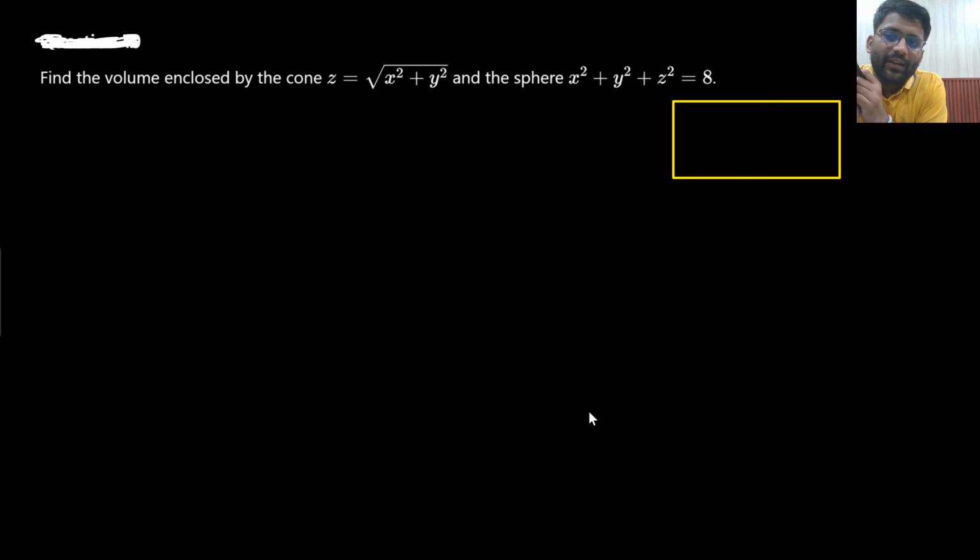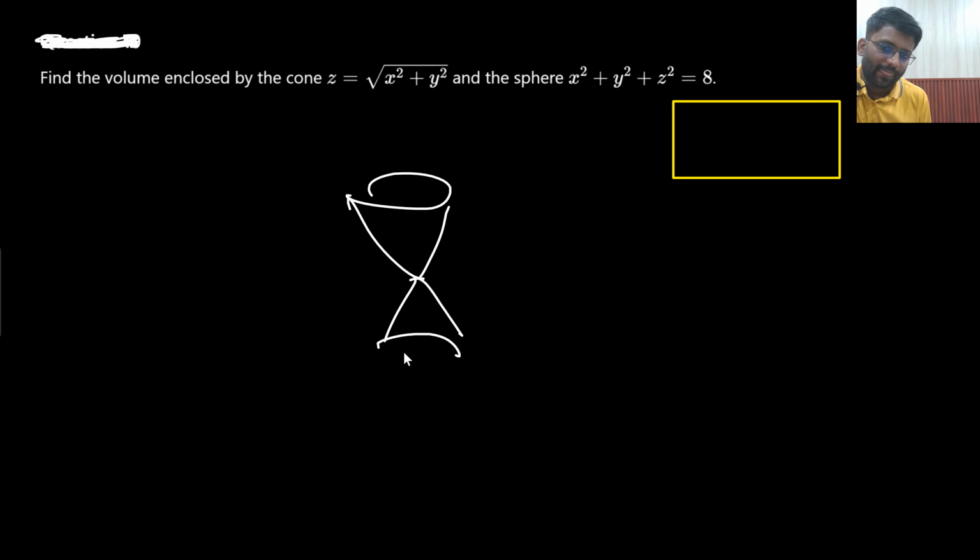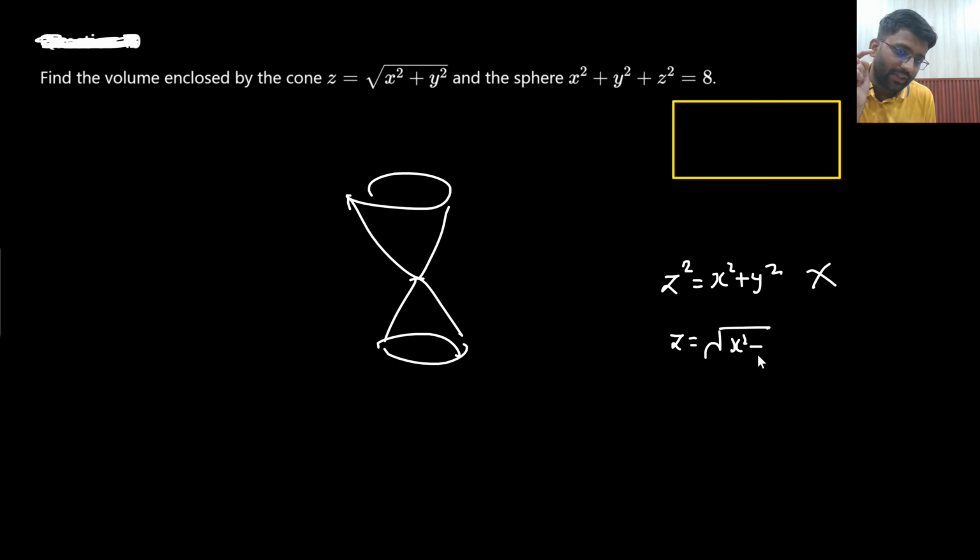What kind of structure will you get? You need to find the volume enclosed by the cone z equals under root x square plus y square. First of all, let me know, will there be two cones? Like, will there be two cones like this? This time the equation is not z square equals x square plus y square. No, this is not the equation. This time the equation is z equals under root x square plus y square.